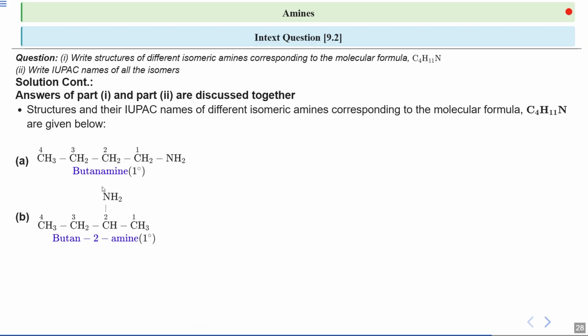Now look at the second isomer. If you look at this isomer, we have changed the position of this NH2 group. So if you write the IUPAC name, 1, 2, 3, 4, 4 carbon atoms. Butane, E will be replaced by amine, and this 2 indicates the position of NH2 group. So it will be butane-2-amine, because at second carbon NH2 group is attached. And this is also a primary amine, because this nitrogen is bonded to 2 hydrogen and 1 carbon. So this is a primary amine.